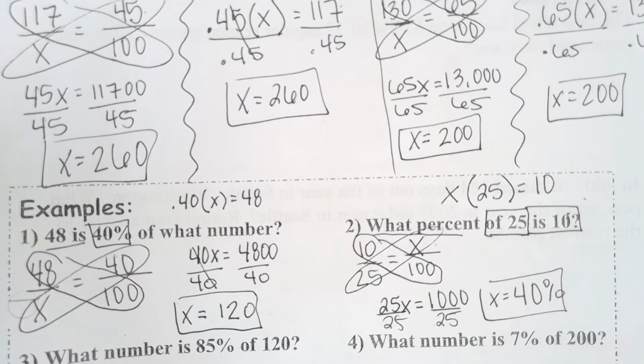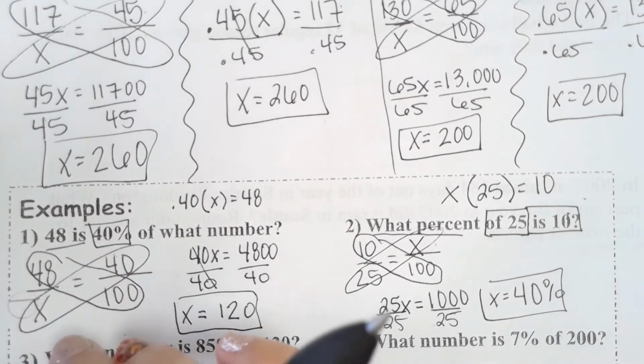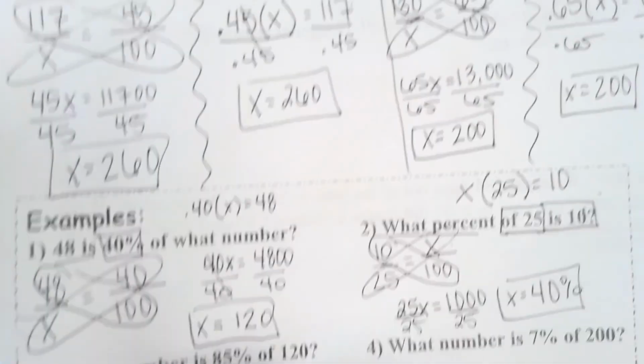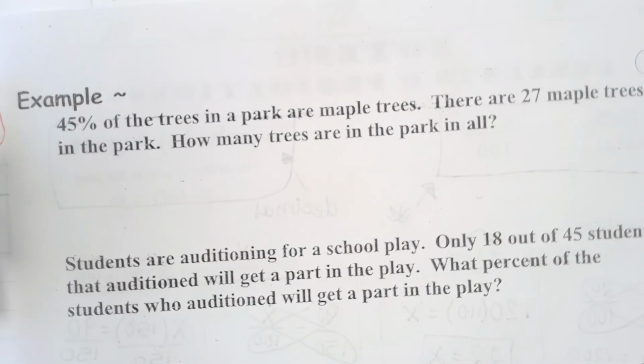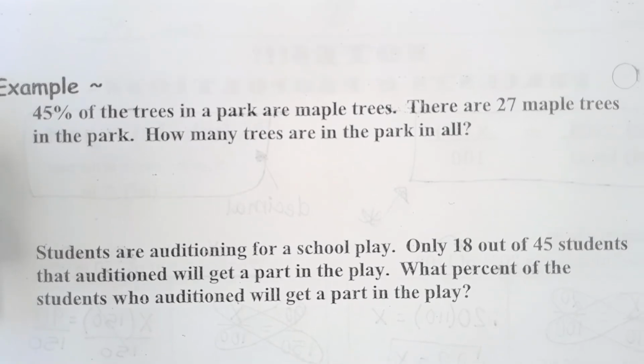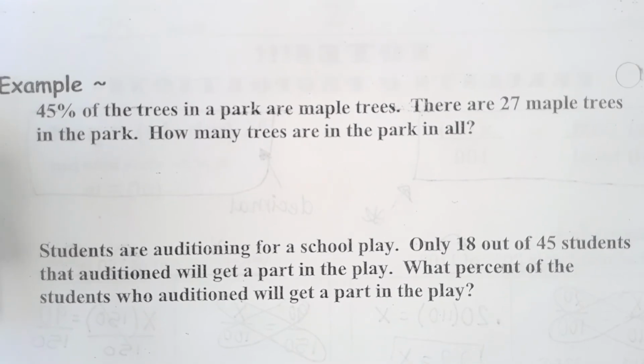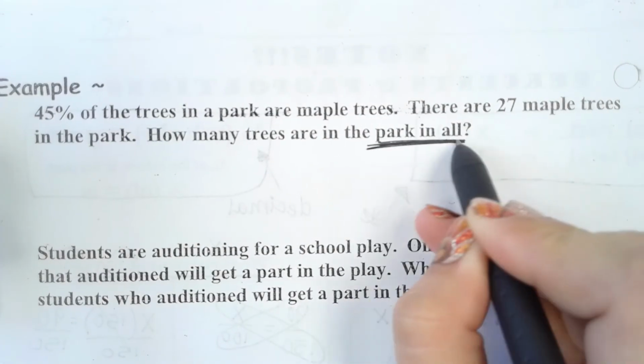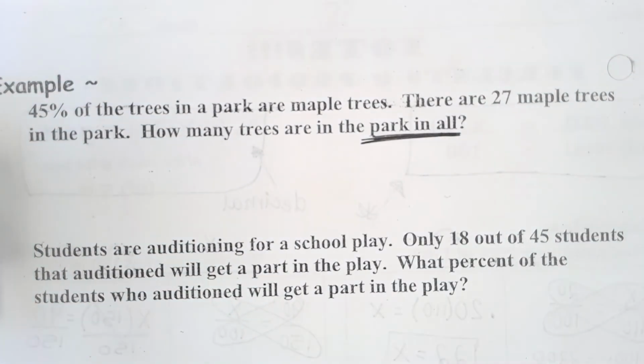We are going to move on to some word problems with the part over whole equals percent over 100. So this is how we can relate it to real life. So example 1 says 45% of the trees in a park are maple trees. There are 27 maple trees in the park. How many trees are in the park in all?